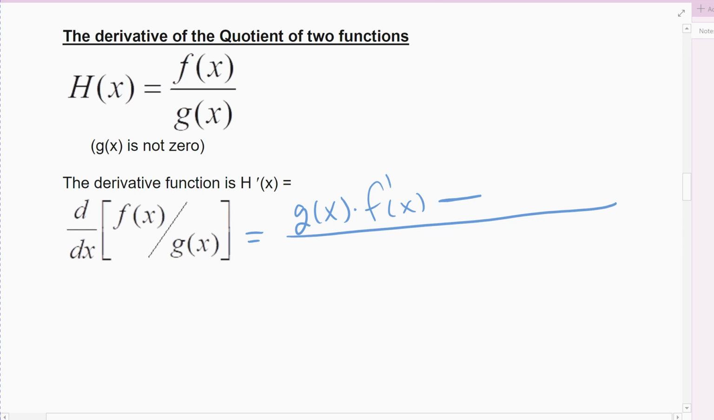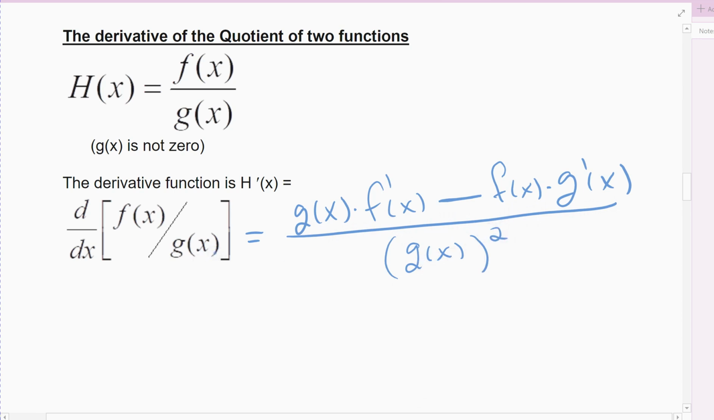The denominator times the derivative of the numerator, minus the numerator times the derivative of the denominator. You'll notice, again, I'm only doing one derivative at a time. But it's important that you follow the right order. It has to be the bottom function first, derivative of the top function, minus the top function times the derivative of the bottom function. All right? And that whole expression is on the top of the fraction, and on the bottom of the fraction, it's the bottom function squared, whatever that bottom function g of x is, squared.